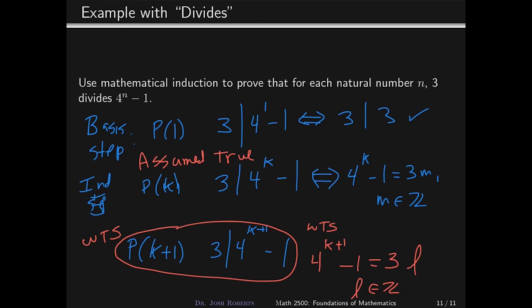Okay? So before you start doing anything, write down, check out P of 1, make sure it works, and then write down what it is you've assumed, all of this, and then write down what it is you want to show. And maybe you could work from that to figure out how to get where you want to go. Okay, let's see if we can play around with these to figure out how to go from here to here.